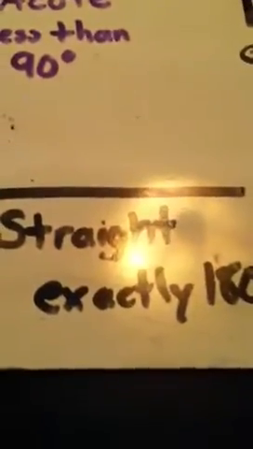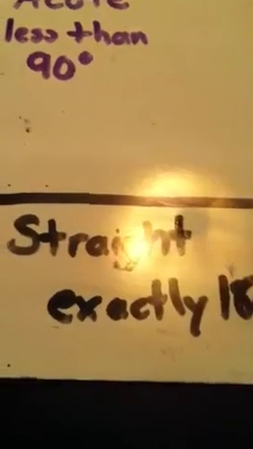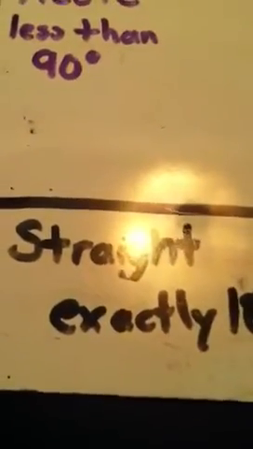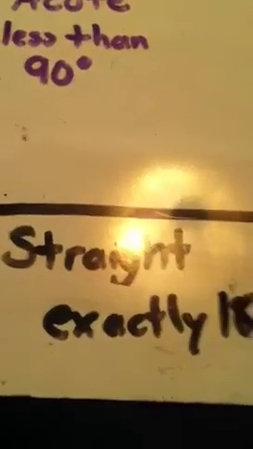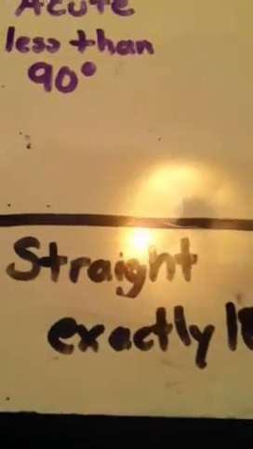Okay, and then the fourth type I have is a straight angle, which is going to be exactly 180 degrees, and that's more or less a straight line. So if you see a straight line while we're working with geometry, it's going to be considered a straight angle and not necessarily a line.